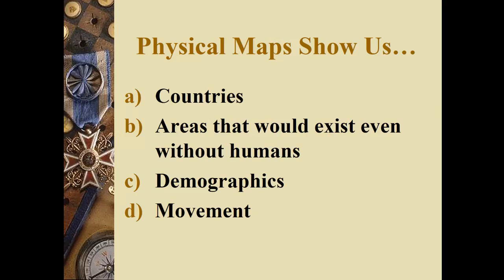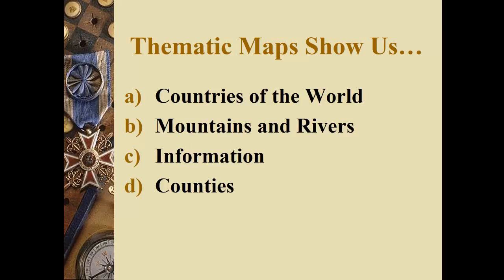So, physical maps show us areas that would exist even without humans. Political maps show us countries of the world, or counties. And thematic maps show us information, such as demographics or movement.